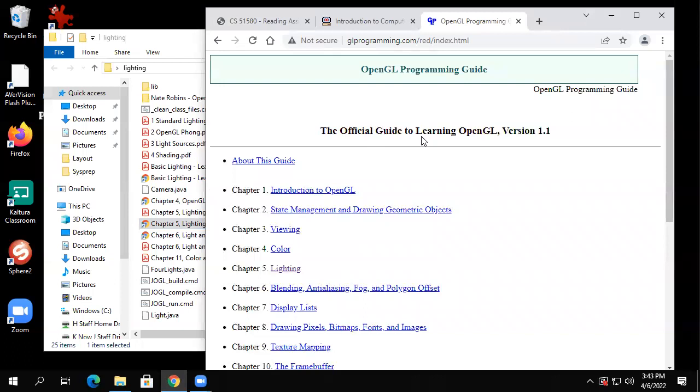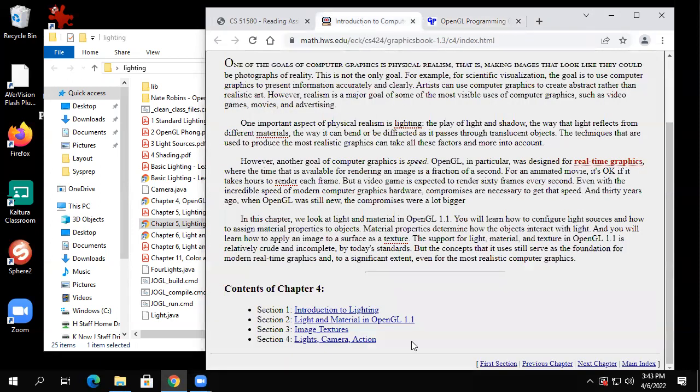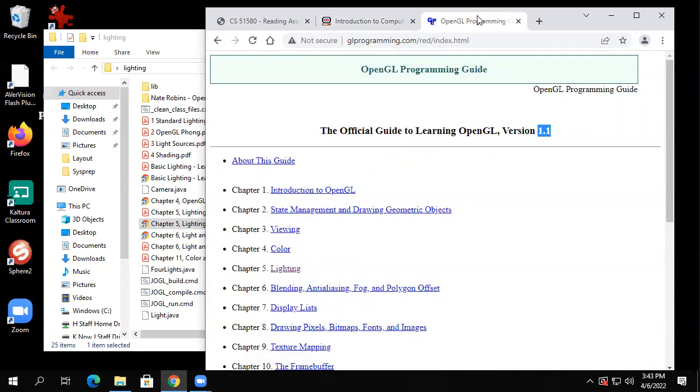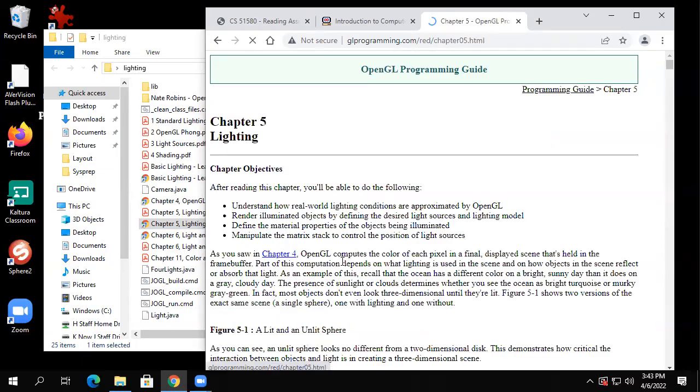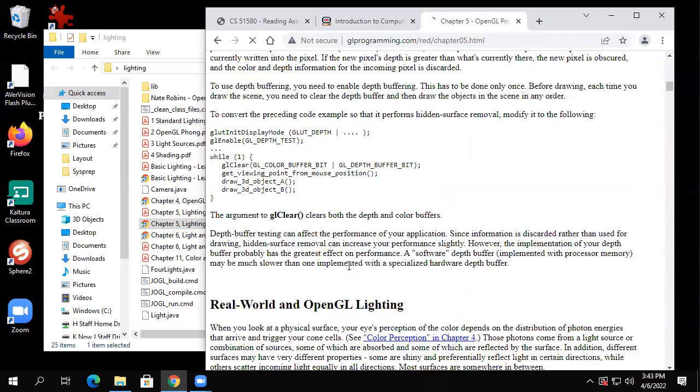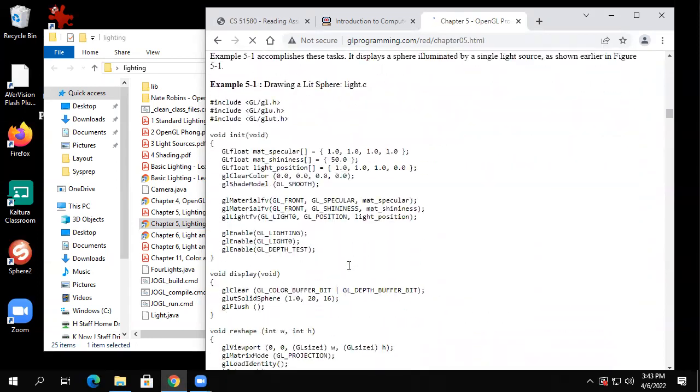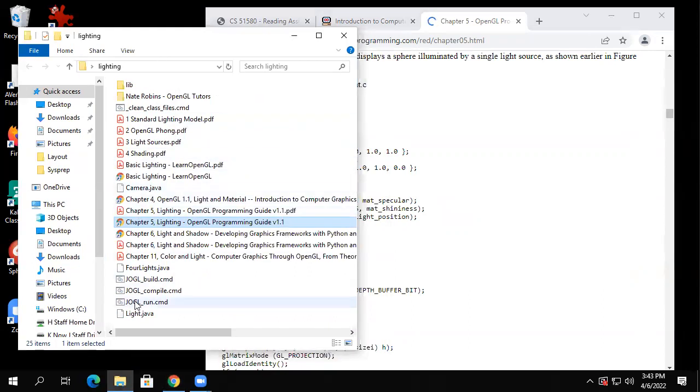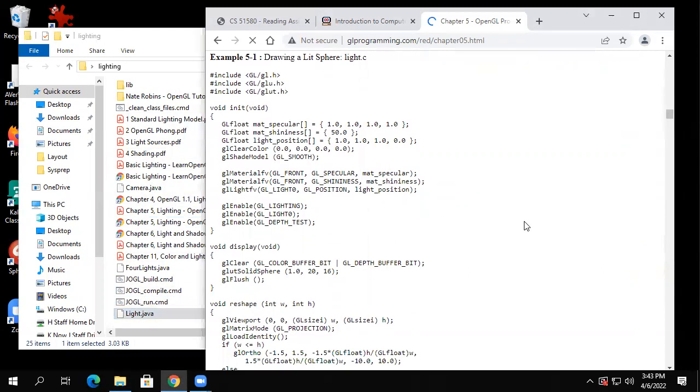There's a chapter on lighting. Now this is Java 1.1, and this book here is also Java 1.1. So they're both talking about the same version of OpenGL, this older version, the very first version. And this one has code examples in the webpage. I've been copying, see, here's the first example. That's the example we did the other day. This example here is this example over here.